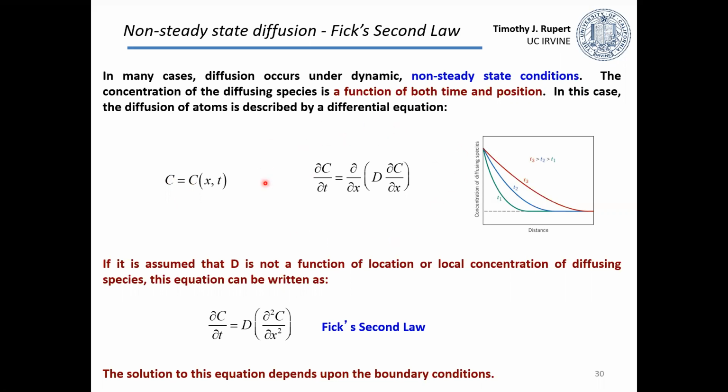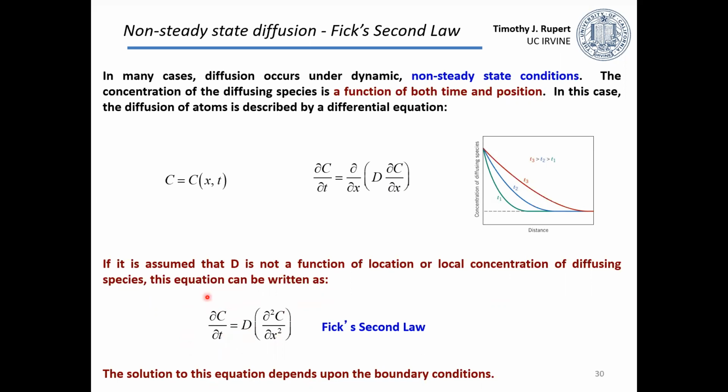So we'll represent it as this differential equation on the right. The derivative of composition with respect to time is going to be the derivative with respect to position of our diffusion coefficient, and then also the derivative of composition with respect to position. If we assume that diffusivity doesn't change with location or local concentration, which is a reasonable assumption to make for solids, this becomes the form of Fick's second law that most people know.